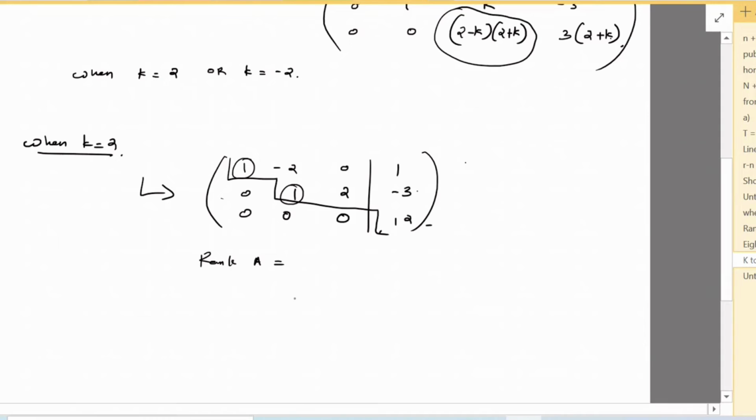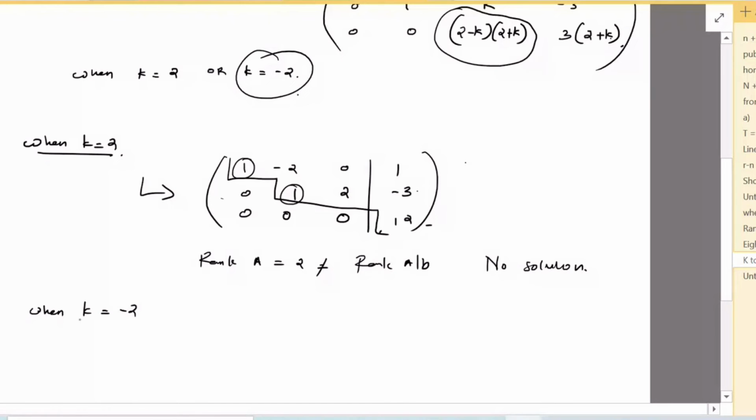Rank of A equal to 2, which is not the same as rank of AB, because rank of AB is 3. So no solution when k equal to 2. The next possibility is when k equal to minus 2.